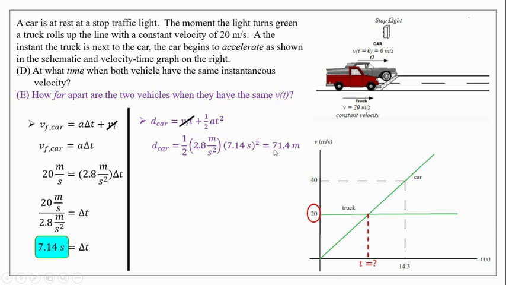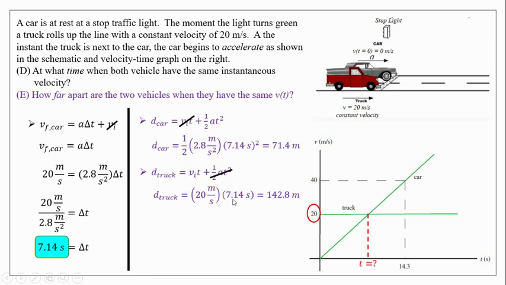And I'm going to square that, and if I do that on my calculator, you'll get 71.4 meters. And then I can do the same for the truck. Therefore, 1/2 at squared for the truck is going to disappear because the truck is moving at a constant velocity. The rate that the truck is moving at is 20 meters per second as given.